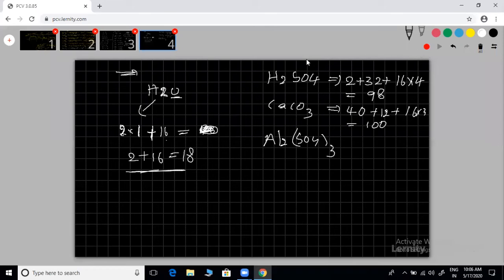Aluminum sulfate. Aluminum, each one is 27 into 2, plus sulfate, already we calculated, sir. I think so 96, that is sulfate. 96 into 3. Then total you can add. 342. Someone has given, sir. Find your answers, is it correct or wrong? You can find the remaining people also. If everyone is giving 342, okay, correct answer.